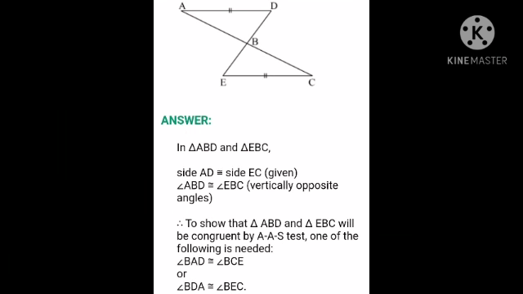In triangle ABD and triangle EBC, side AD is congruent to side EC given in the figure. Angle ABD is congruent to angle EBC, vertically opposite angles. Therefore, to show that triangle ABD and triangle EBC will be congruent by AAS test, one of the following is needed: angle BAD congruent to angle BCE, or angle BDA congruent to angle BEC.